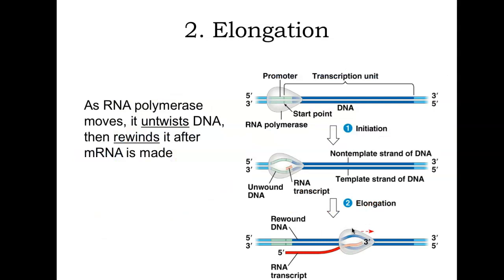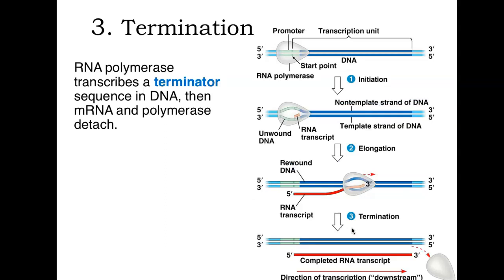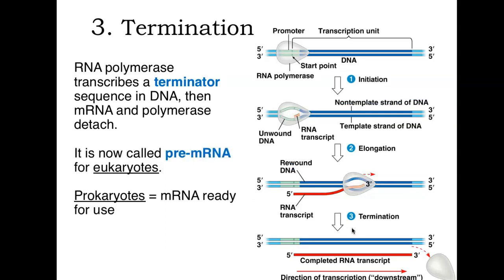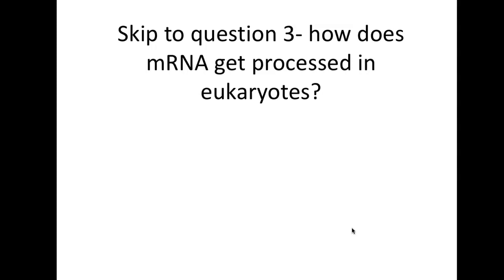All right, RNA polymerase does it all. It doesn't need helicase, doesn't need topoisomerase, doesn't need any of those things. It just does everything on its own and makes the new RNA transcript. It reaches a terminator sequence where it is signaled to stop and cut the RNA off. In prokaryotes, the mRNA is ready to be translated. In eukaryotes, it's called pre-mRNA and it needs to be processed before it can be translated. So how does mRNA get processed in eukaryotes? This is question 3.